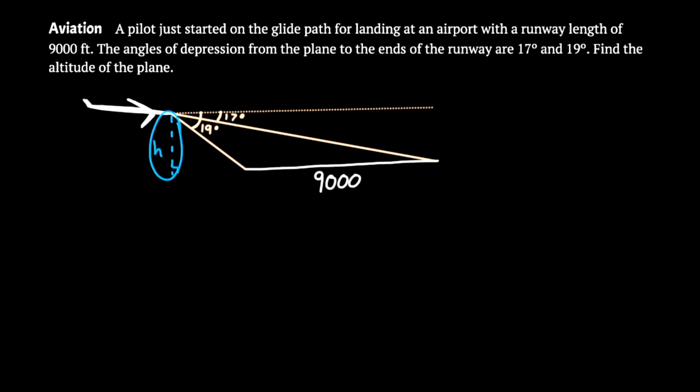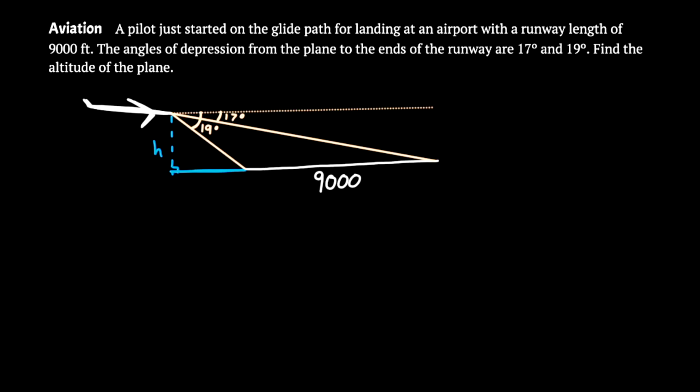I label that as h for height. And the runway doesn't extend over here, but this is the ground level, so I will draw that in. And you can see we have the small right triangle on the left of our picture. And that's nice. We're used to working with right triangles. But most of the information we're given does not have to do with that right triangle. Most of the information has to do with this bigger obtuse triangle over here.